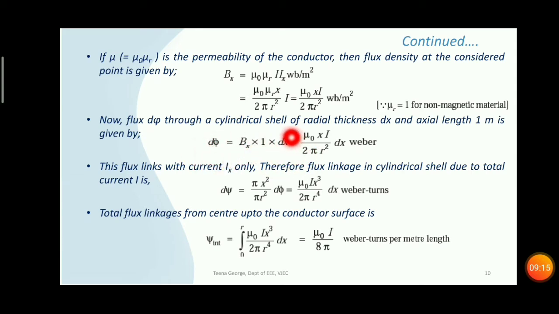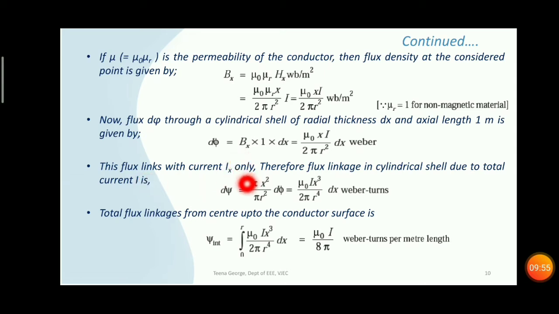Magnetic flux is flux density into area. So consider a cylindrical shell with thickness dx and length 1 meter. Then magnetic flux d phi equal to magnetic flux density Bx into area. Area is thickness dx into length 1 meter, 1 into dx. So d phi equal to mu 0 I x by 2 pi r square into dx. So this flux is due to the current Ix only. But the total current is I.